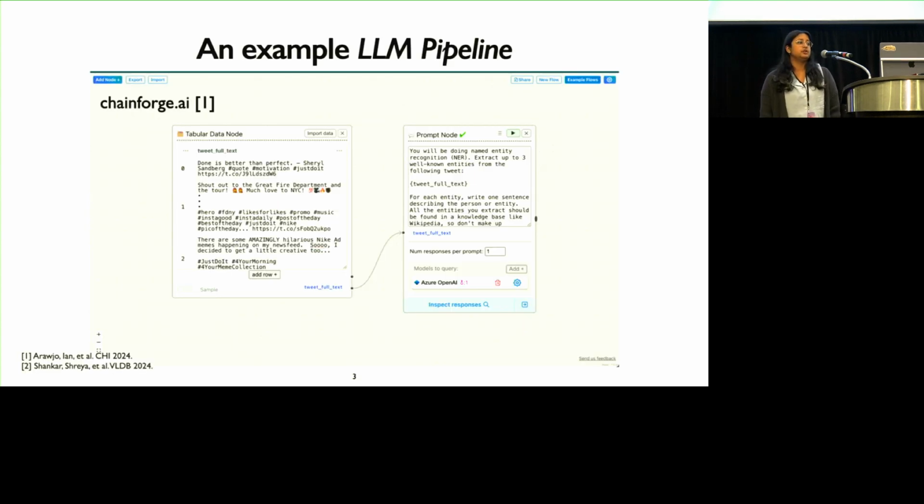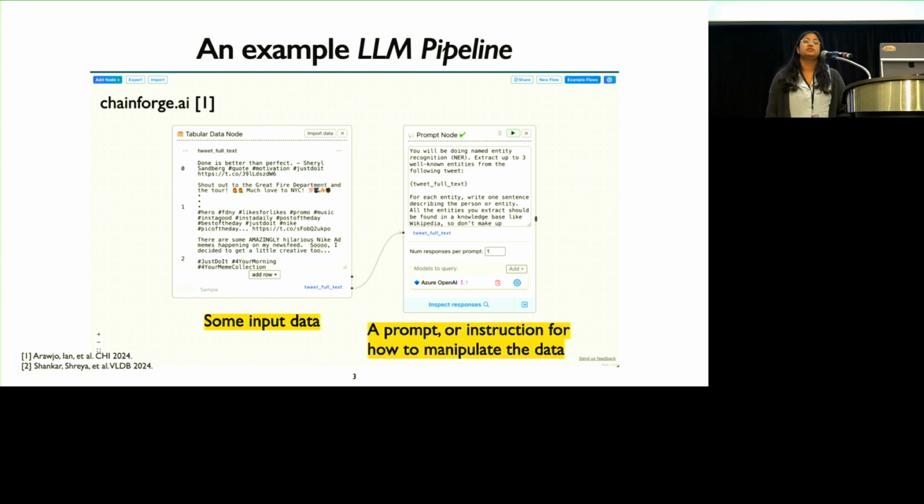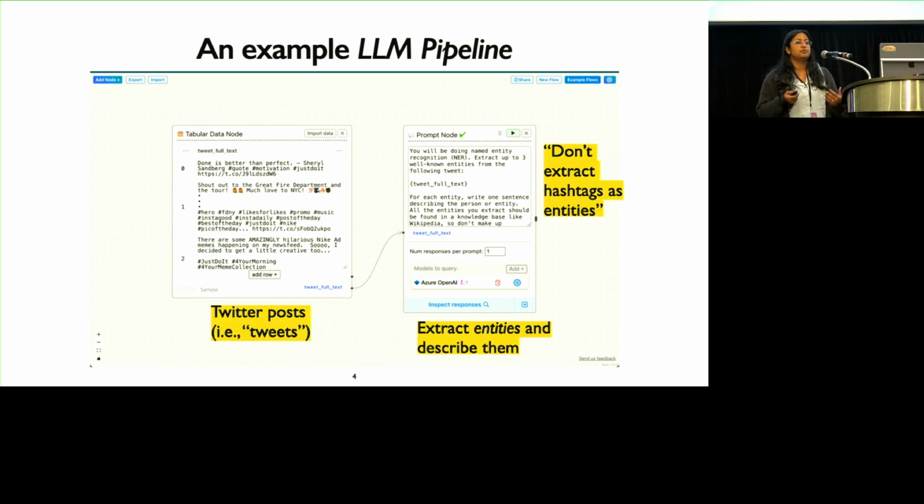Consider this example LLM pipeline. Pipeline being an abstraction of some prompt that you feed multiple data inputs to. On one side, you might have an input data set, some records, and then you might have a prompt, which represents the instruction to the large language model. Often these instructions come with some do's or don'ts, some bespoke criteria that the user might want for their task. More concretely, here's an example of doing named entity recognition on a data set of tweets.